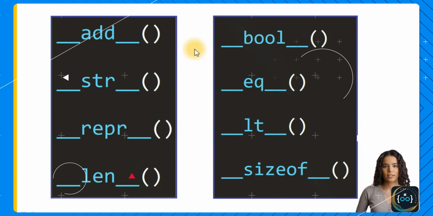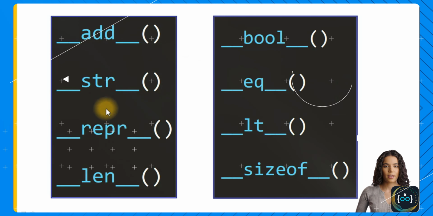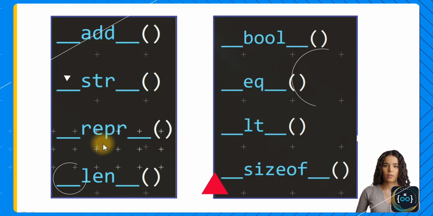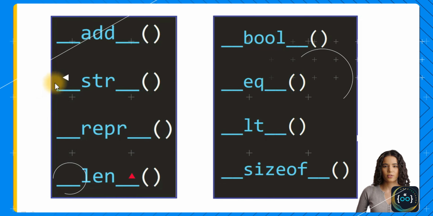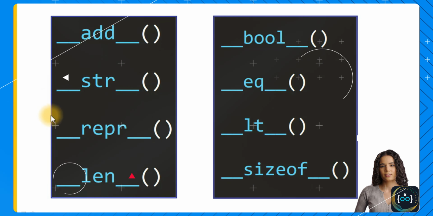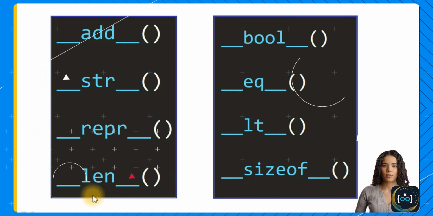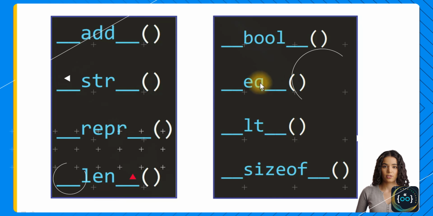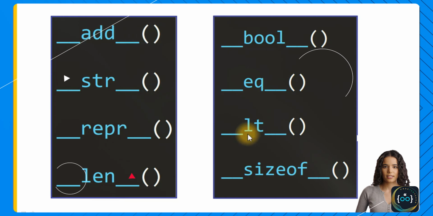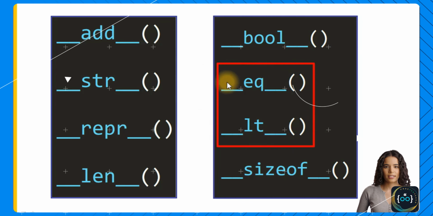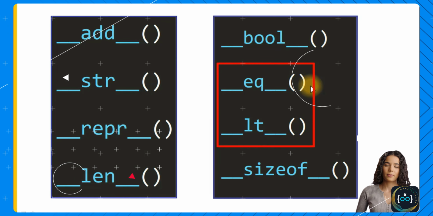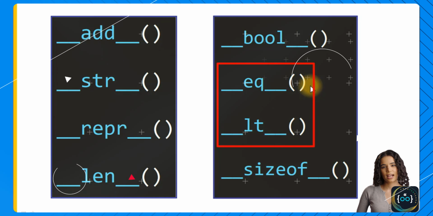Here we have some examples. We have the method add, the method str, and repr, which is an abbreviation of representation. You will see why these two methods are similar and yet they perform different functionality. We will also cover the len method, bool, eq, lt. These are part of what we call rich comparison methods. We will see these and other methods that we can implement in our classes to be able to compare objects.